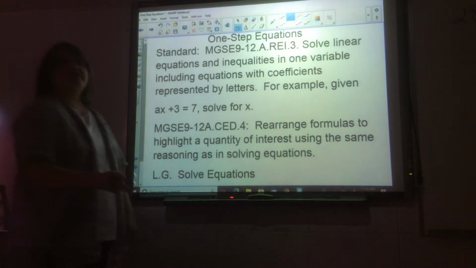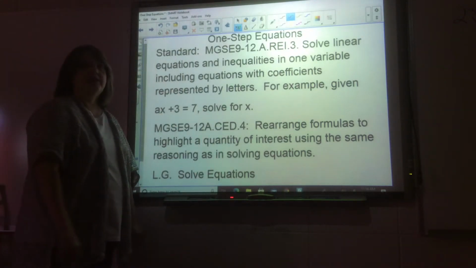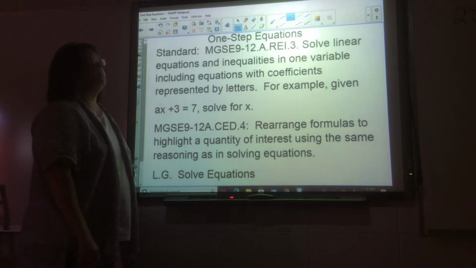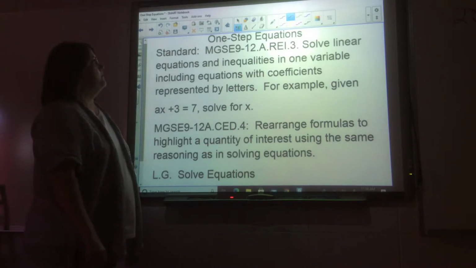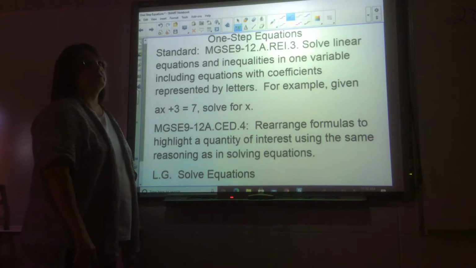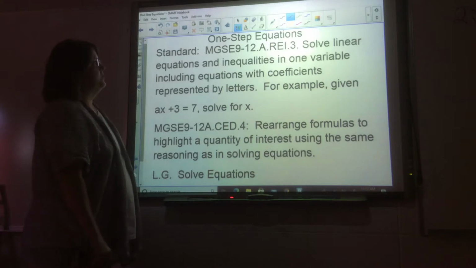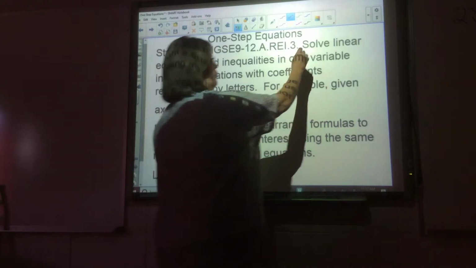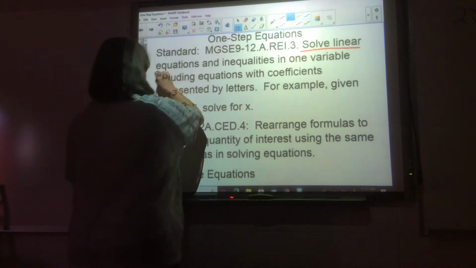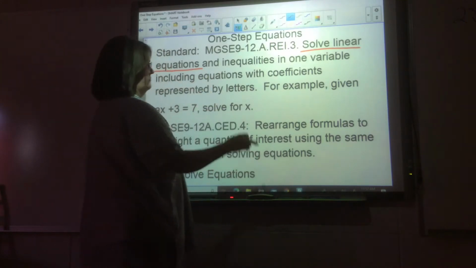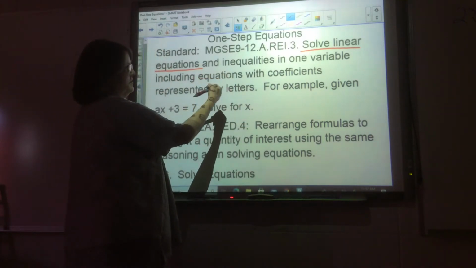Okay, we're gonna solve very basic one-step equations. This should be a review from 8th grade and all through middle school, really, 6th, 7th, and 8th. This is the standard. It says solve linear equations. We're gonna be working on this part of the standard today. We'll do inequalities on another day.